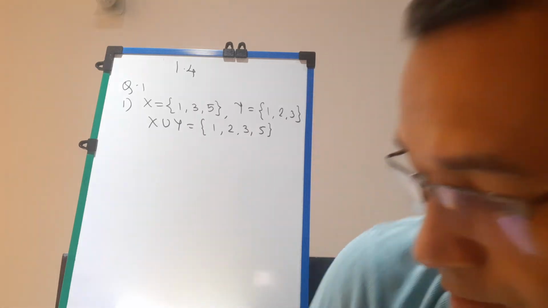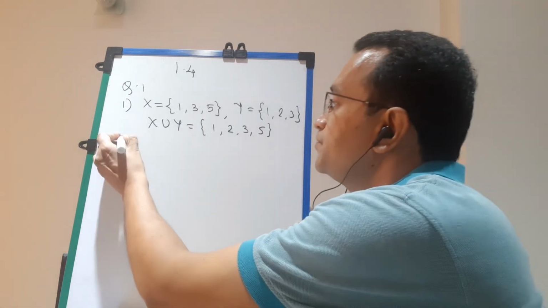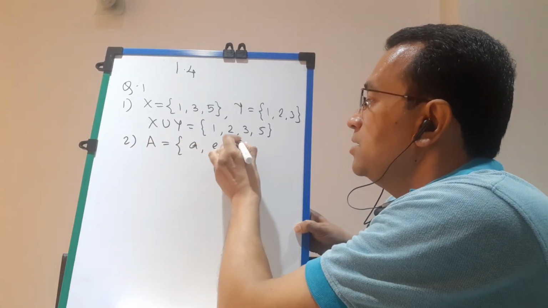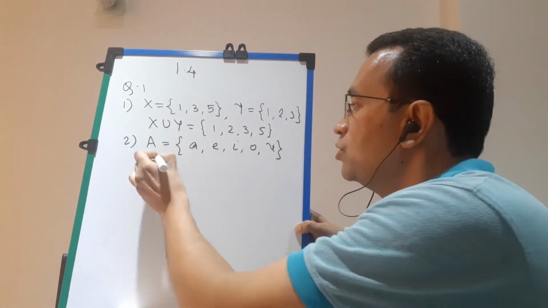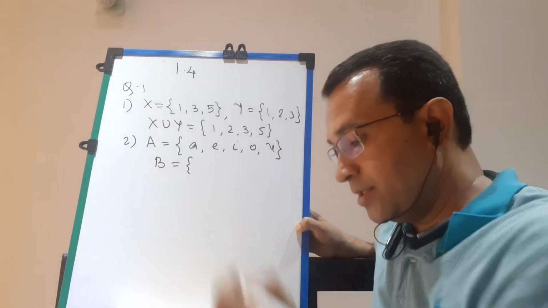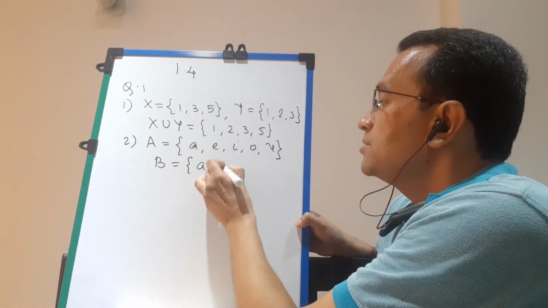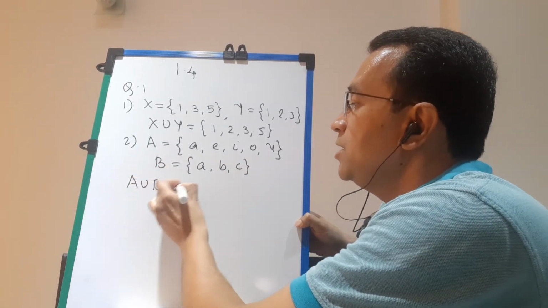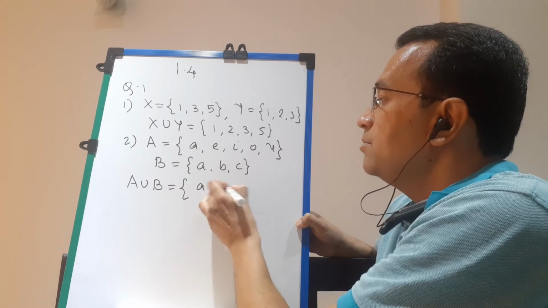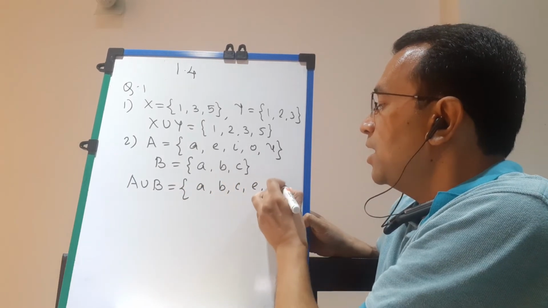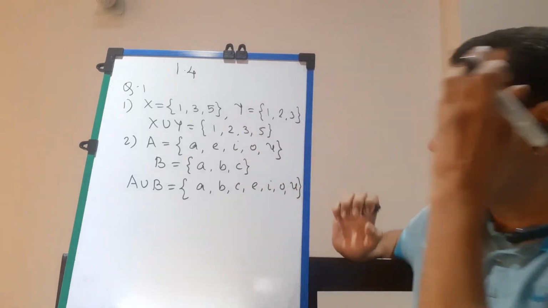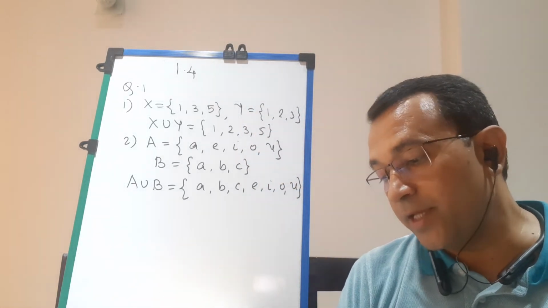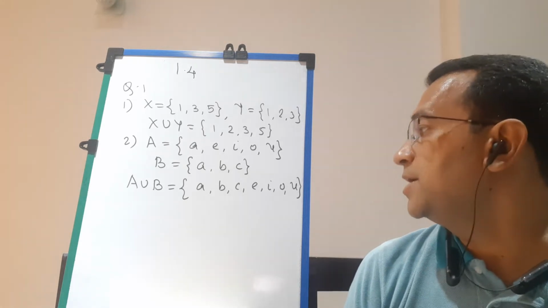Second, A is equal to {a, e, i, o, u}. Set A is a, e, i, o, u, and set B is the set of elements a, b, c. So A union B will be a, b, c, e, i, o, u. The first set is the set of vowels, where a is common, so a we don't write, and b and c we add.